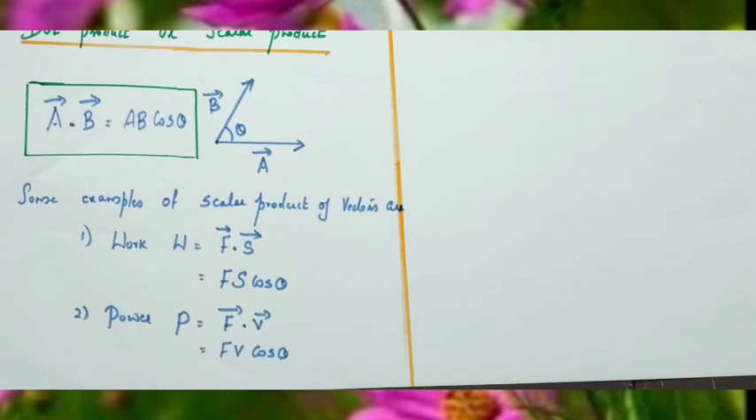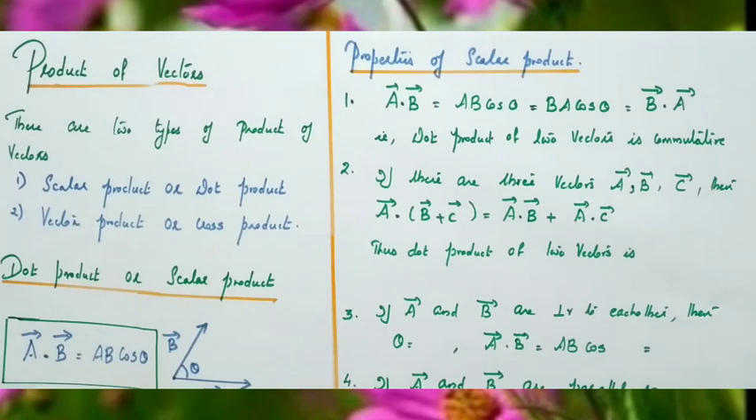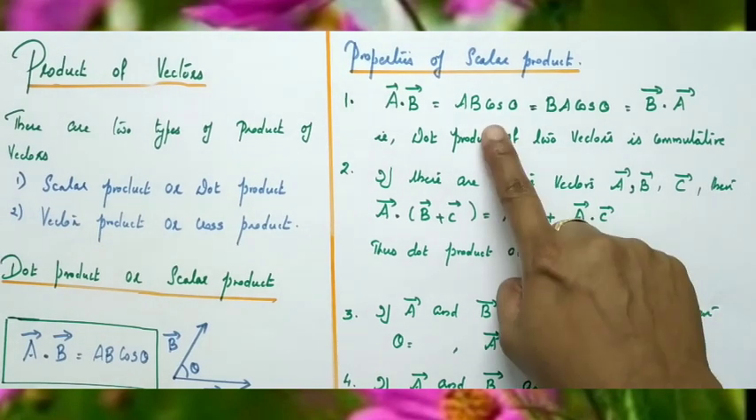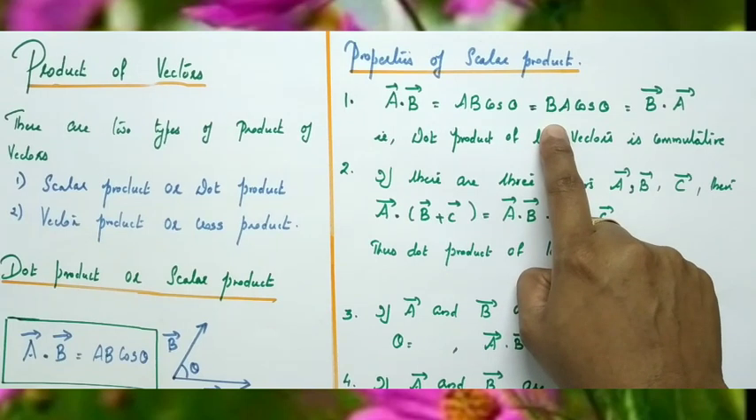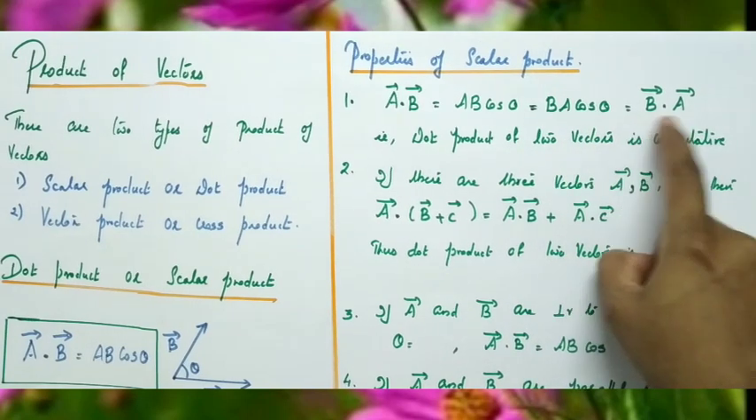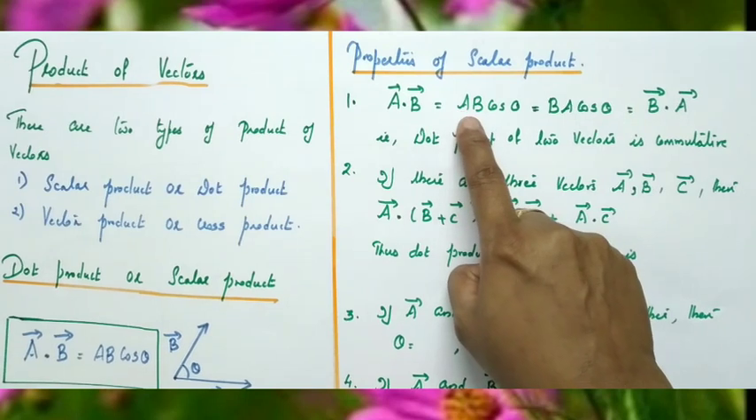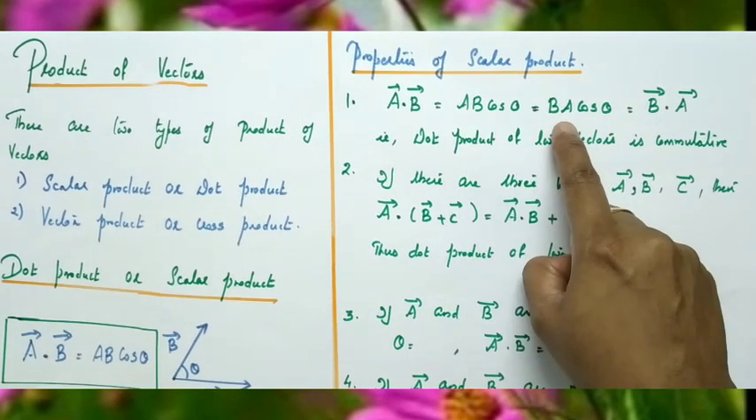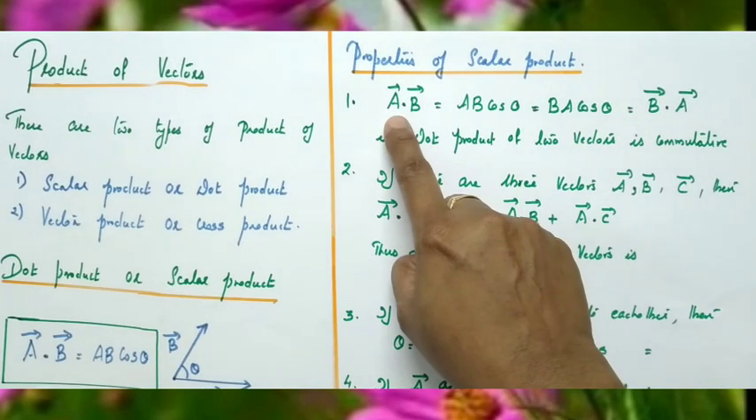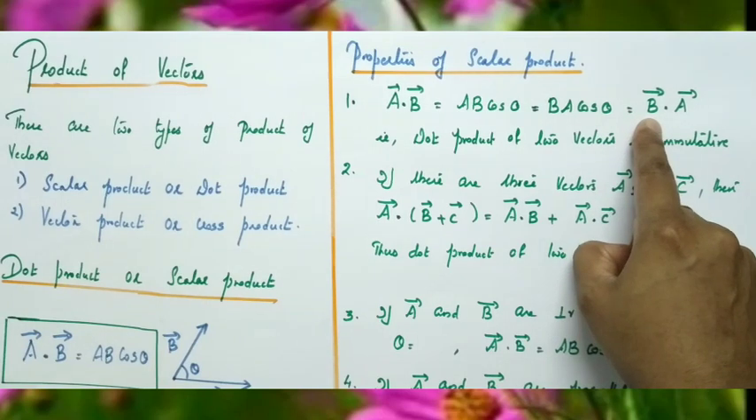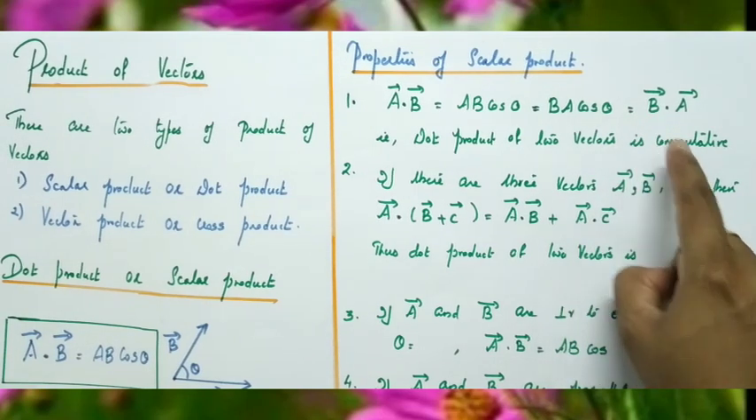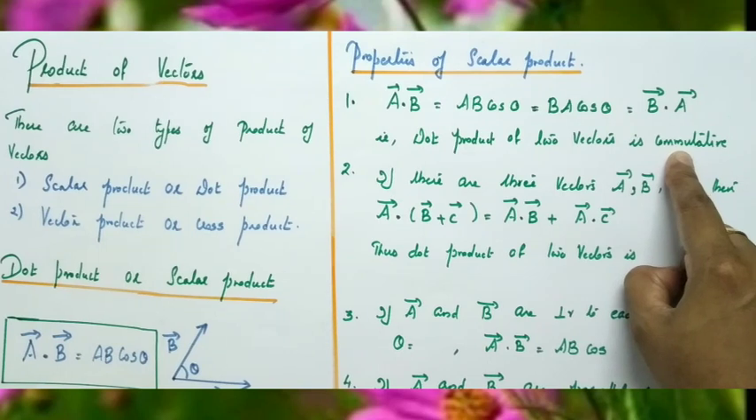Now we can study the properties of scalar product. First property is, we know that vector A dot vector B equals AB cos theta. AB cos theta can be written as BA cos theta also, no? So BA cos theta is actually B dot A. So there is no change in AB cos theta and BA cos theta. That means A dot B and B dot A are equal. What is that property called? That is called commutative property. So dot product of the 2 vectors is commutative in nature.